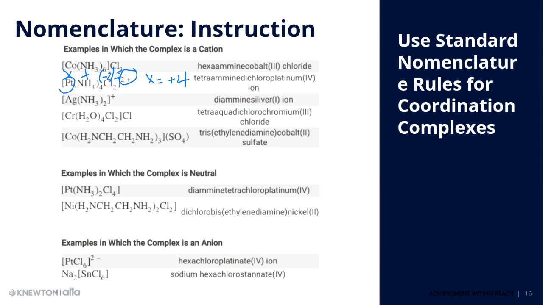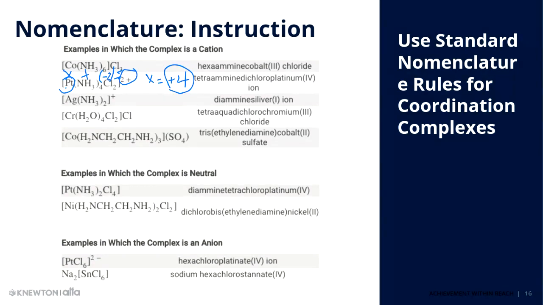We don't start with the platinum first, we start with the ligands, but I just wanted to make sure you know how to calculate the charge for the metal ion, because you have to indicate transition metals. They have variable charges, so you have to say what charge is used in this case, in this complex. That's how you calculate the charge.